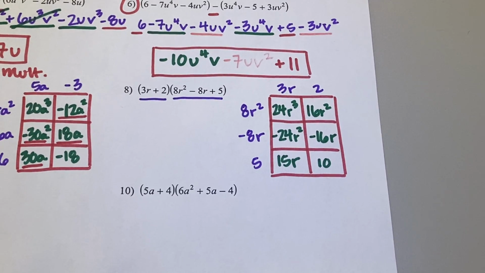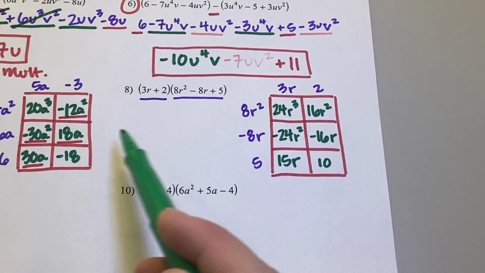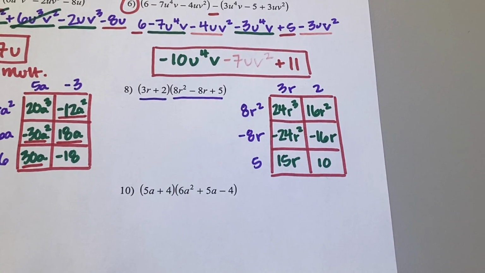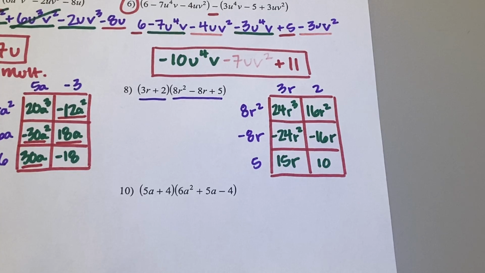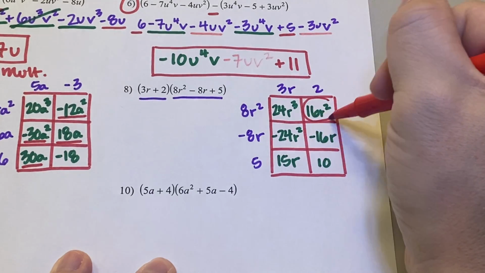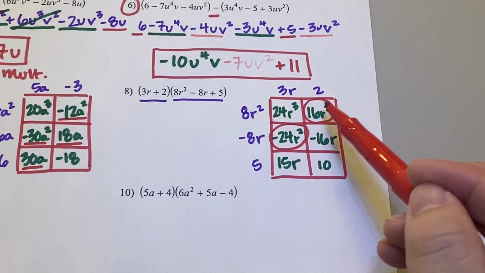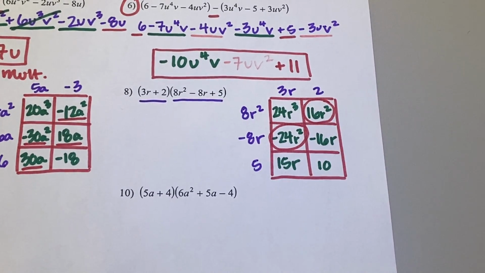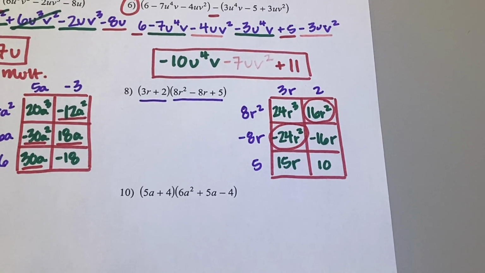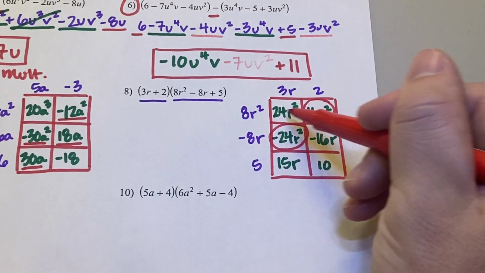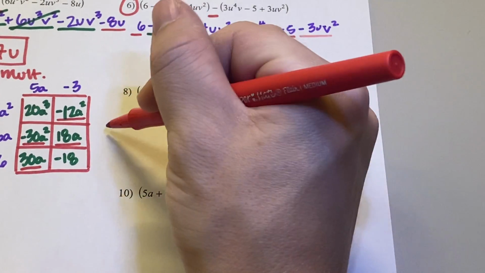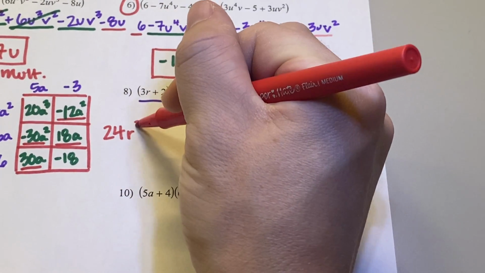Okay, before we write it out in our finished polynomial, where are my like terms? Which ones can I combine? 16r squared and negative 24r squared. Yep. Okay, let's combine those guys. What's 16 minus 24? Okay, this guy, he goes in front because he's the highest power, 24r cubed.